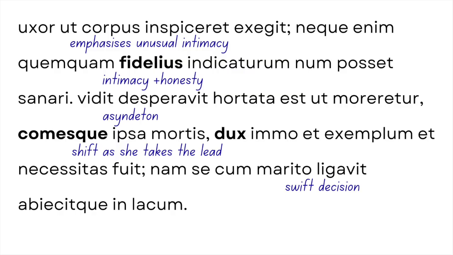We have asyndeton with vidit desperavit, so she saw and she despaired. And actually Pliny uses asyndeton when he talked about all the ways that his wife enjoys his writing. Oh, she reads it, she learns it by heart, she loves it. But here it's a more dire situation. Vidit desperavit hortata est. And again, we could say it's a tricolon. We've got three: she saw, she despaired, she encouraged him to die.